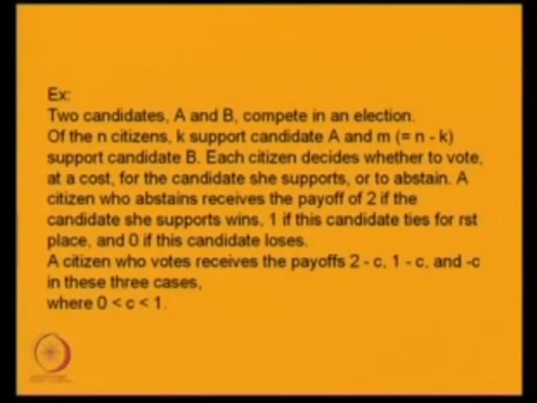A citizen who abstains receives the payoff 2 if the candidate she supports wins, 1 if the candidate she supports ties for the first place, and 0 if this candidate loses. A citizen who votes receives the payoff 2 minus C, 1 minus C, and minus C in these 3 cases, where C is a number between 0 and 1, strictly greater than 0 and strictly less than 1.